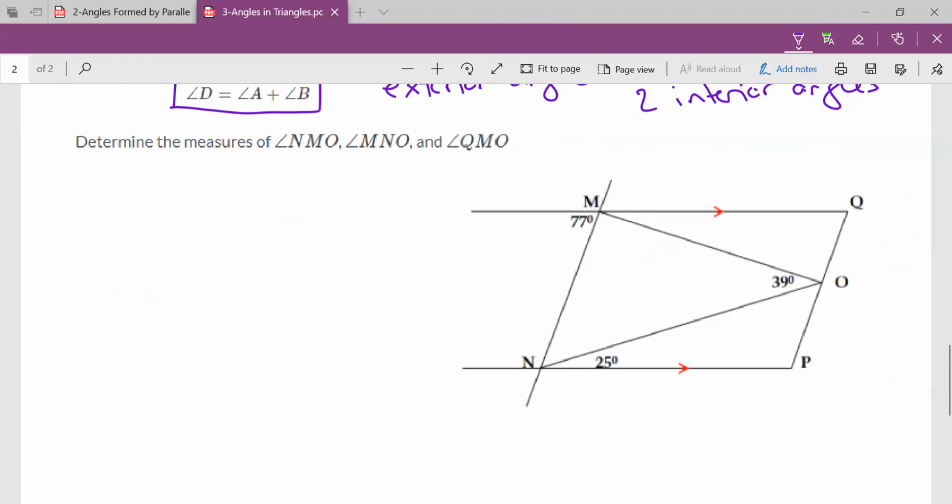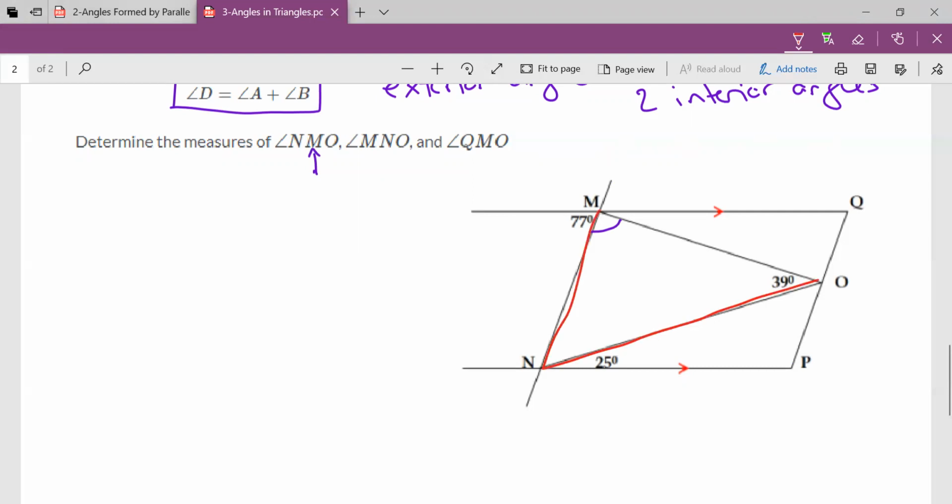So what does it say? It says find angle NMO. Remember, you're looking for the one that's sandwiched in between N and O. So NMO. We're looking for this one right here because this is NMO. So we're looking for that. Then what we're looking for is MNO. So MNO.